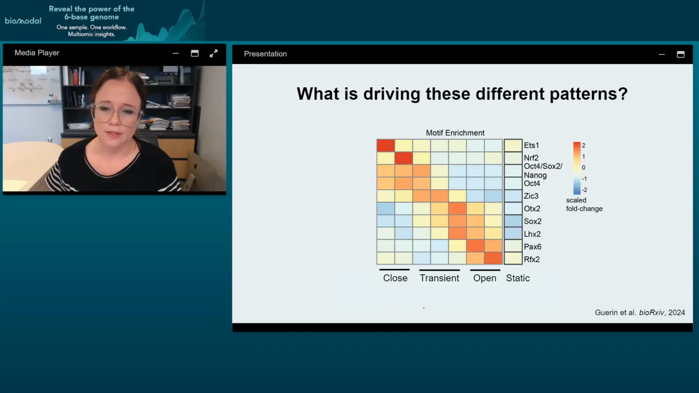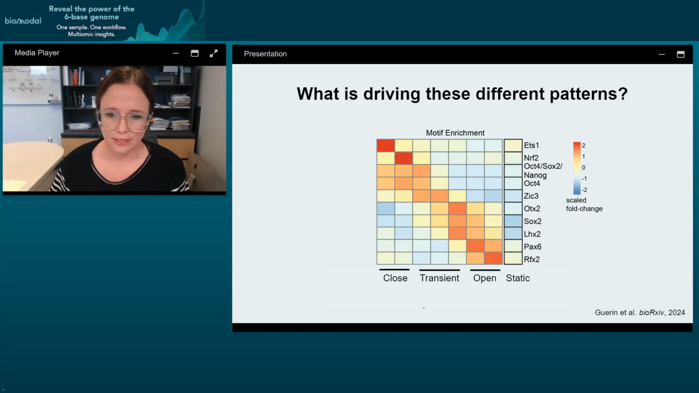So we really wanted to understand what is driving these different patterns that we observe. And of course, transcription factors are really at the top of the hierarchy of gene regulation. So naturally, we looked at motif enrichment for transcription factors within these different accessibility groups. And as I mentioned before, there are transcription factors that are highly enriched in regions that are closing, those that are very distinctly enriched in regions that are transiently open, and then those that are enriched in regions that open late in the time course.